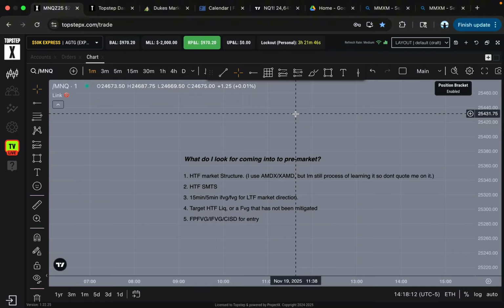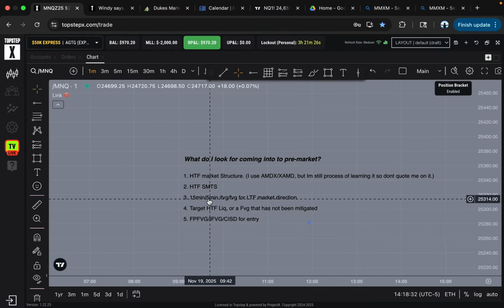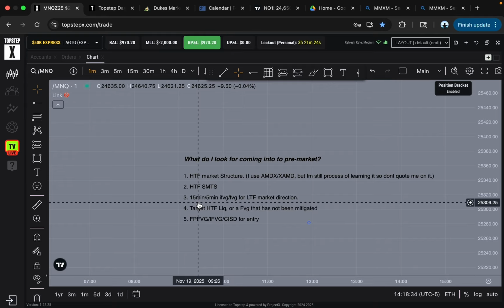So yeah, SMTs is one of my biggest confluences. I feel like SMTs is definitely the best confluence in my opinion. For me, it helps identify reversals or a continuation. Basically, it's a confirmation.